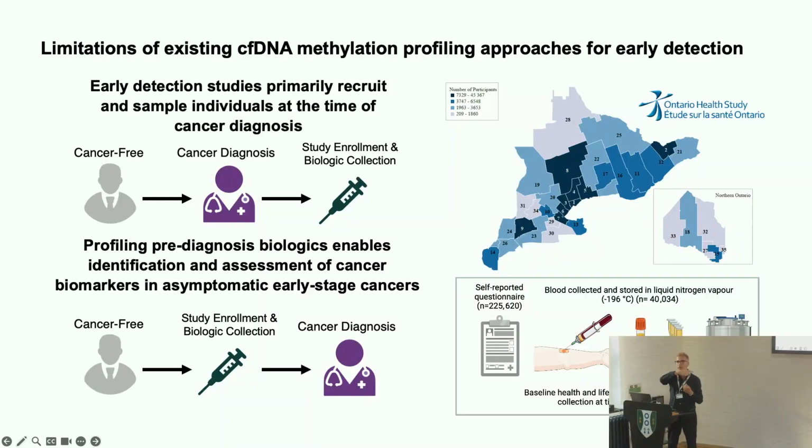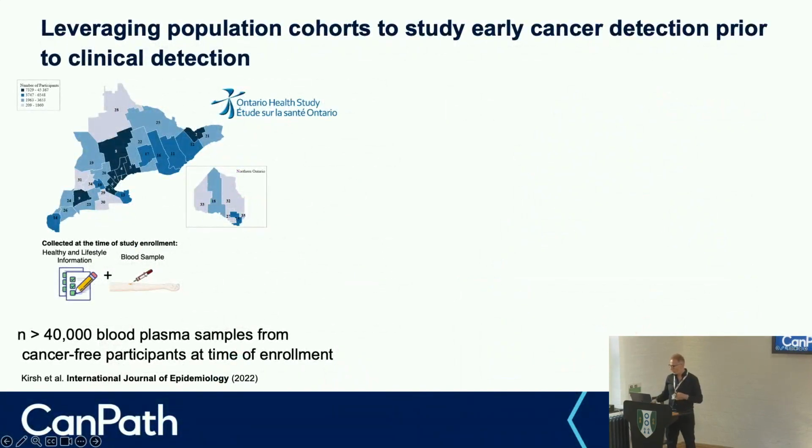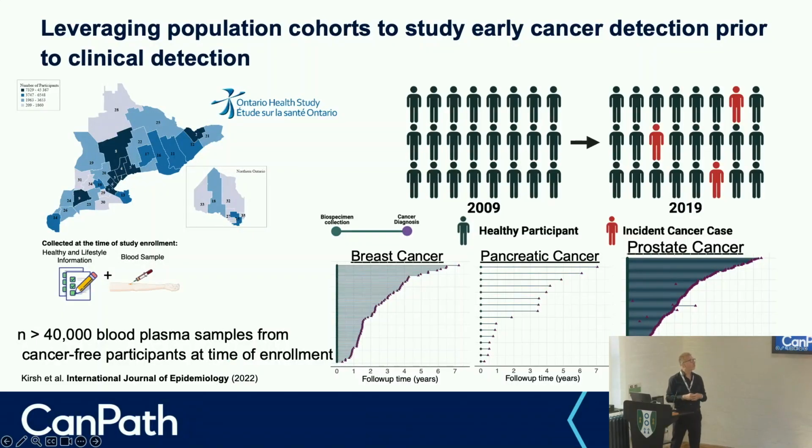So we can retrospectively go back and pull from the cohort the bloods from people who have been diagnosed with cancers. And we can do that for various time points. We can do this from you were diagnosed, unfortunately, a month after you gave us a blood sample and signed up to be part of the Ontario Health Study, or maybe 9 years later as well.